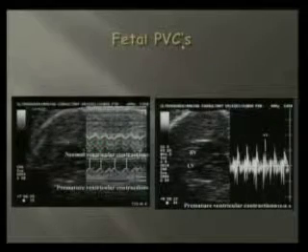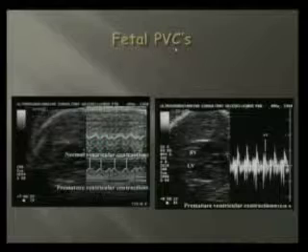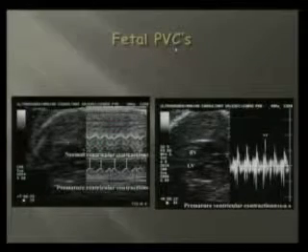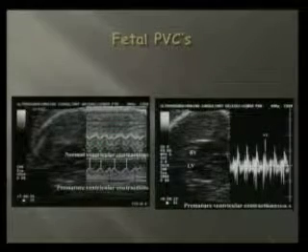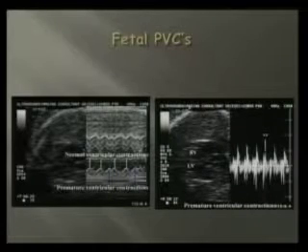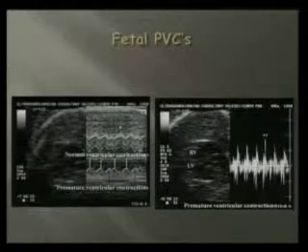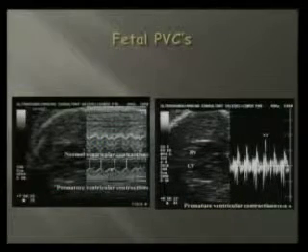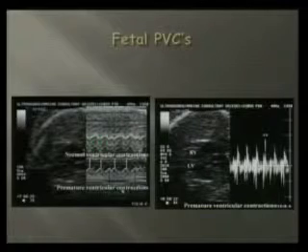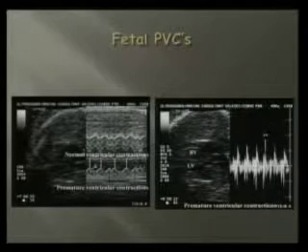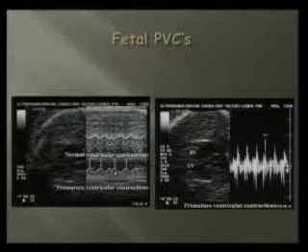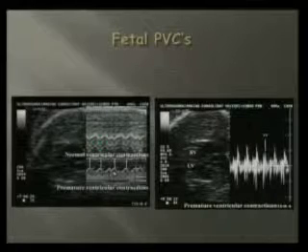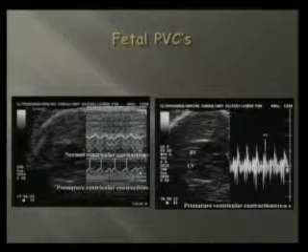Fetal PVCs are much less common than PACs, but they do occur. In general, they tend to be benign, but can be associated with inflammatory abnormalities and masses. And if there's a premature ventricular contraction, you'll see the premature beat, but you won't see any atrial activity before it. And here we're going along regular, and then there's this double beat. This is actually a ventricular couplet, sinus beat, a ventricular couplet.